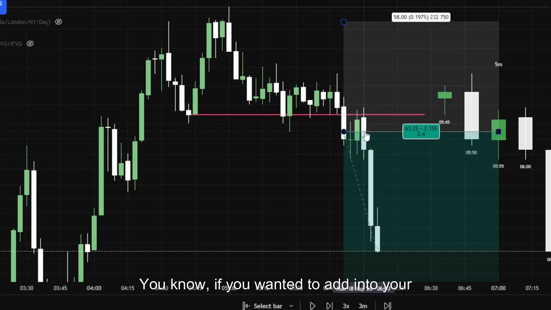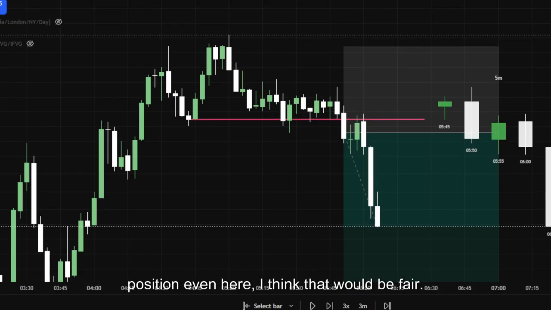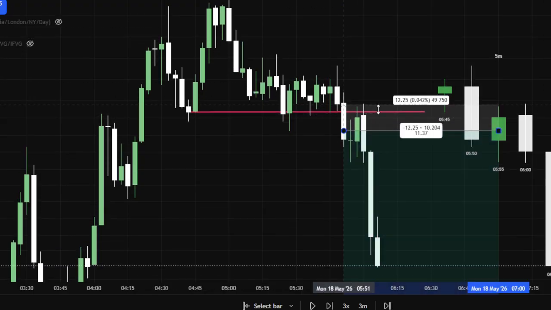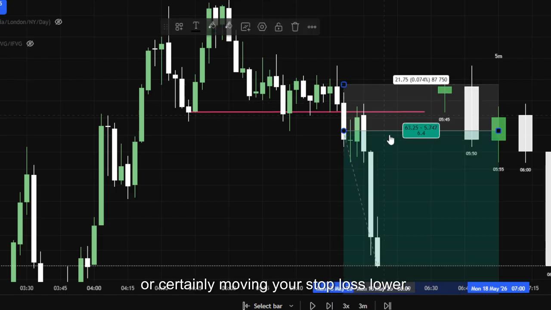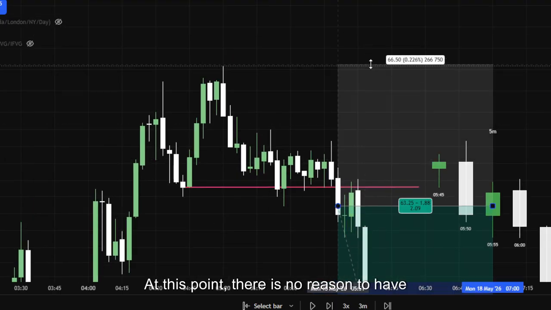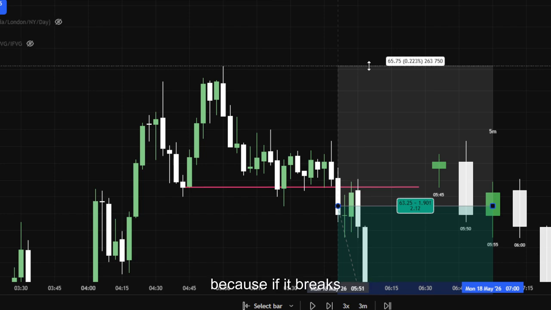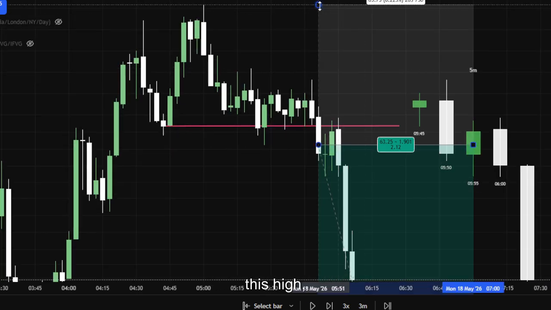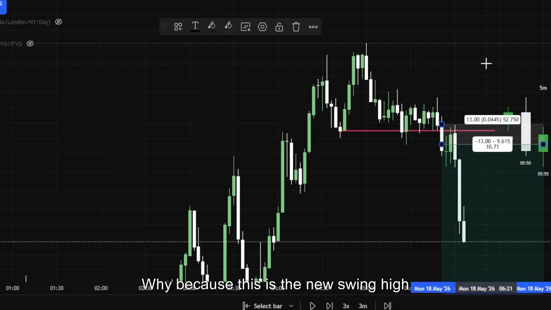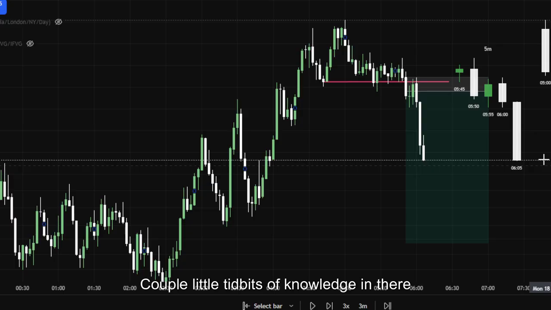If you wanted to add into your position even here, I think that would be fair. I also think it would be fair, if you see that going, honestly, to break even or certainly move your stop loss lower. At this point, there is no reason to have your stop loss up here anymore, because if it breaks this high, technically, a lot of people would immediately invalidate it. Why? Because this is the new swing high. Couple little tidbits of knowledge in there for you.